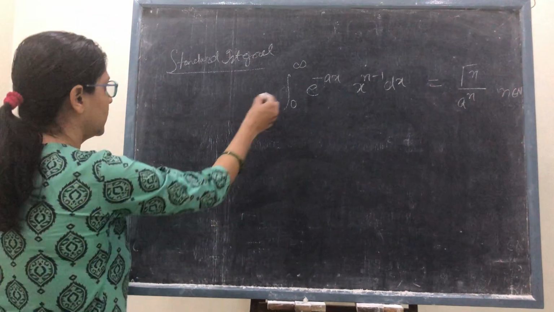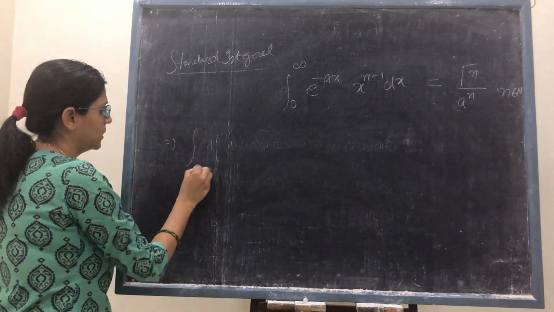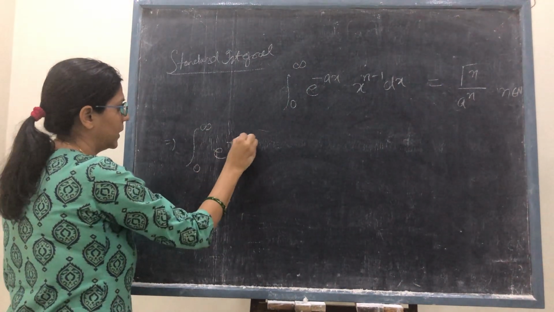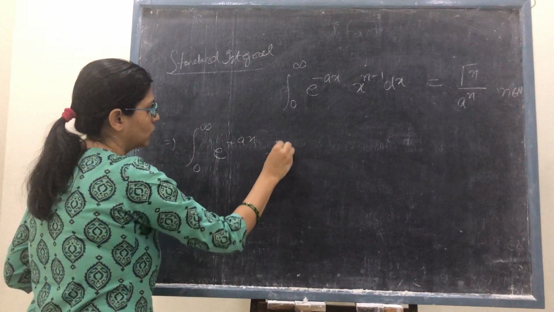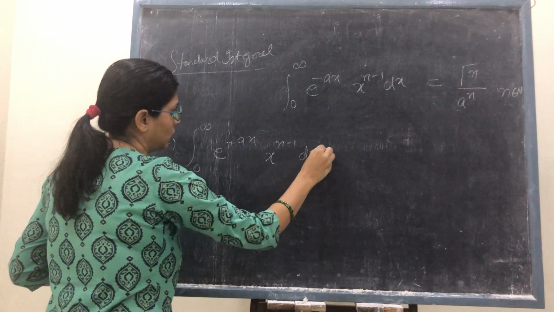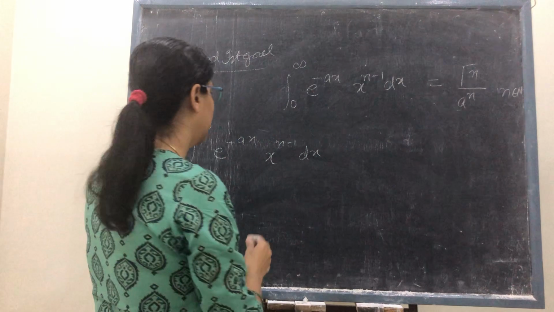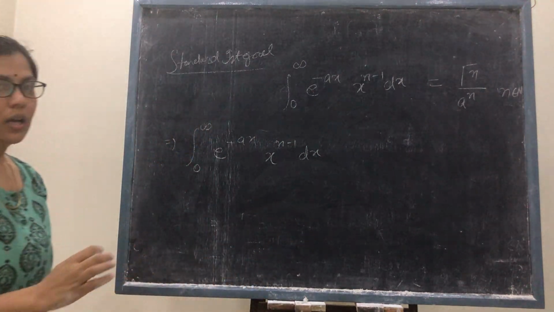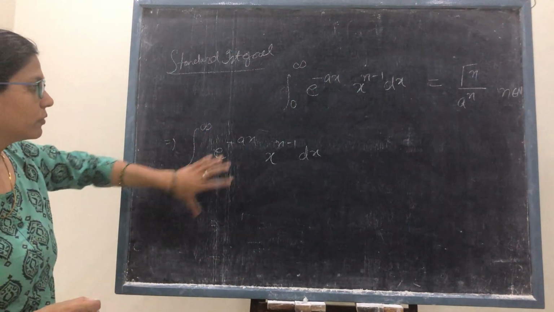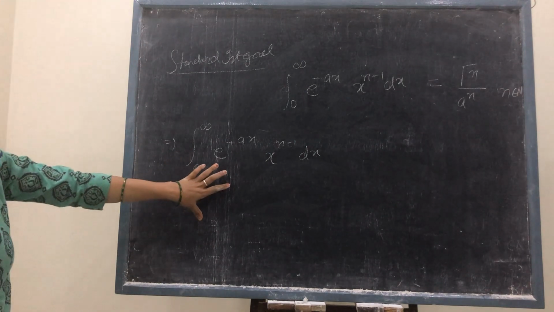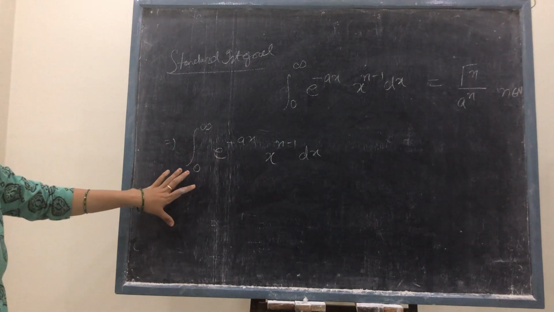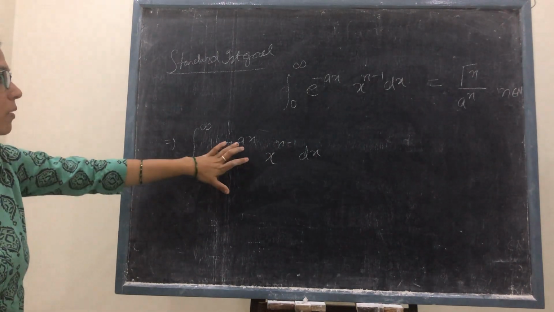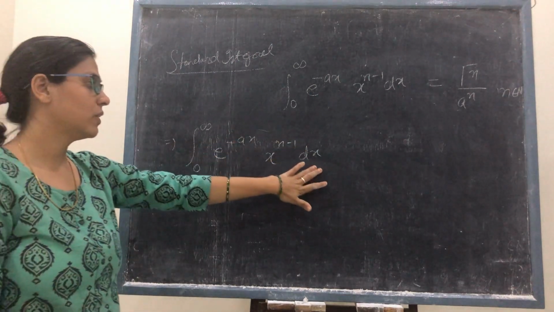Now, from this, 0 to infinity e raised to the power minus ax, x raised to the power n minus 1 dx. Now look here, when we compare this with gamma n, what is there in the gamma n definition? 0 to infinity e raised to the power minus x, x raised to the power n minus 1 dx.